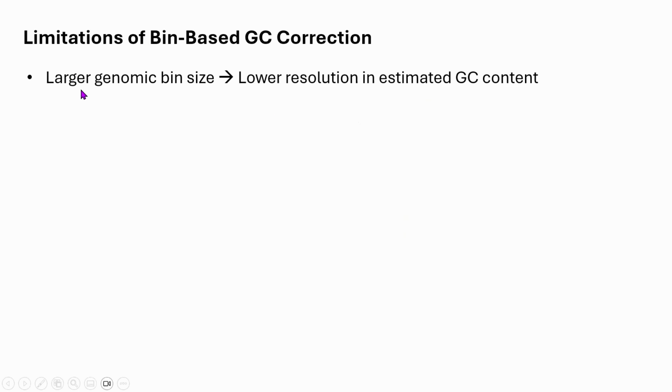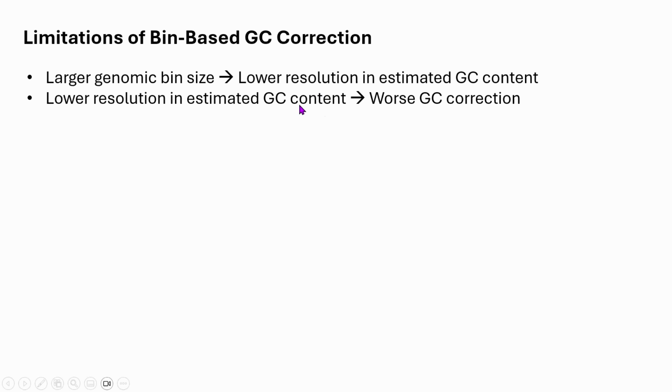So in the previous video, we talked about the lowest bin based GC correction. So let's just review the limitations of such GC correction method. First of all, if you have a larger genomic bin size to estimate the GC bias in this method, then you are going to have lower resolution in the estimated GC content per bin. Lower resolution in estimated GC content means worse GC correction.